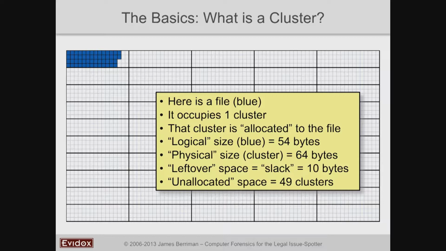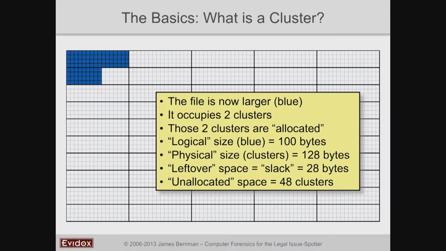The logical size of that file, which is the actual characters you typed, the dark blue, is 54 bytes. The physical size is 64 because the entire cluster has been allocated to that, because that's our school bus. And the leftover space in that school bus, the unseated seats, is 10 additional characters, 10 bytes. And all the other clusters, the other 49, are all unallocated. They're not assigned to any file. So that's how the file system is basically keeping track.